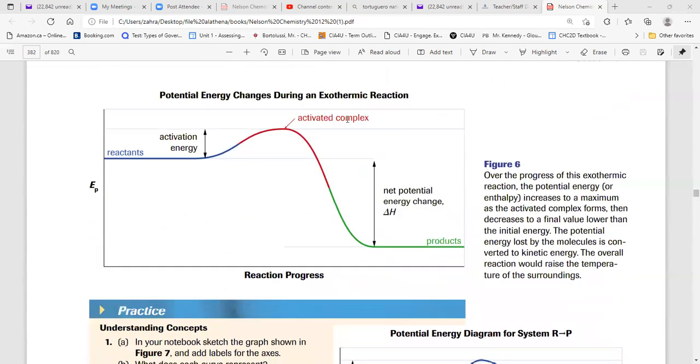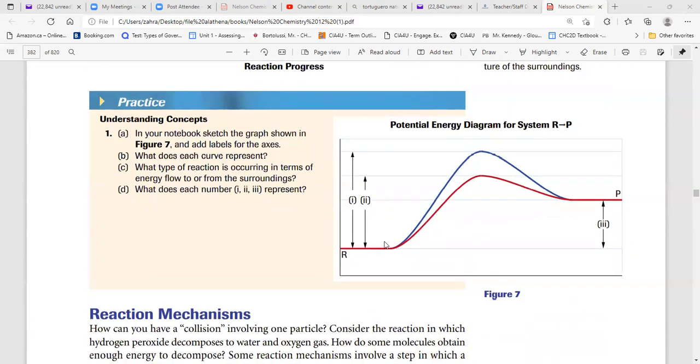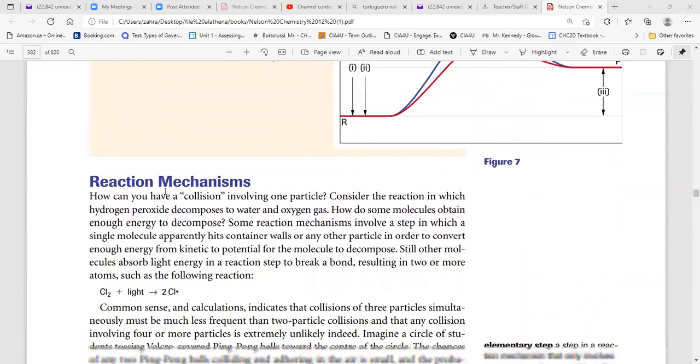Here, that was for endothermic. Here is for exothermic. Again, you have the activated complex and activation energy. Here is the net potential energy, as you see there. So you can do question number 1 as a practice.